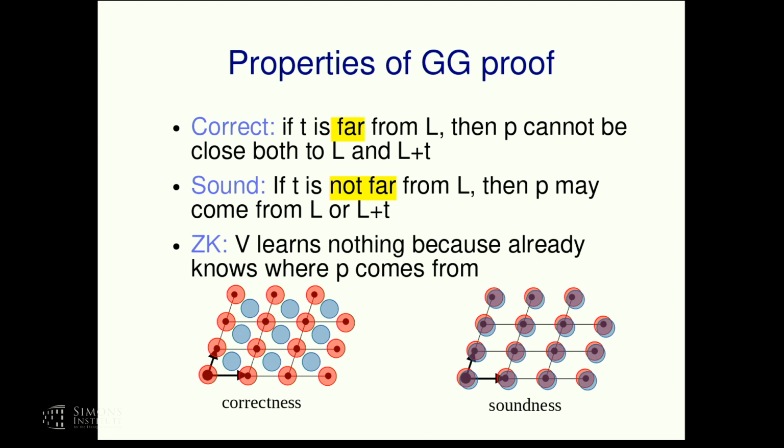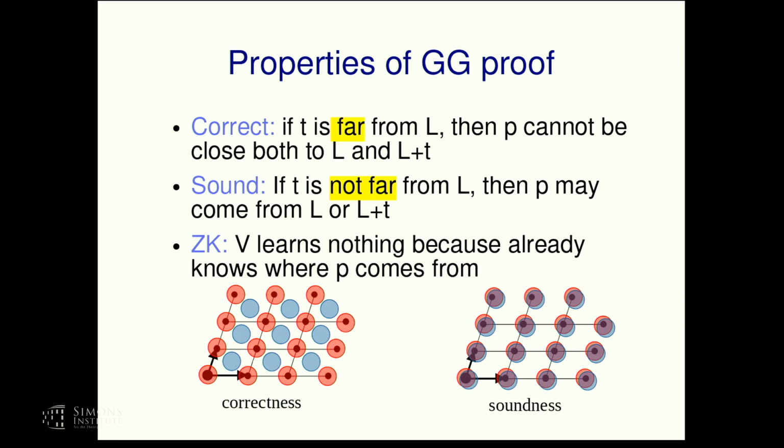On the other hand, if that's not the case, if the target point is close to the lattice, then the blue circles and the red circles will have a substantial overlap. They will have a big intersection. So if the verifier picks a point from one of these circles, with high probability it will be from the intersection of the two circles, of the two disks.